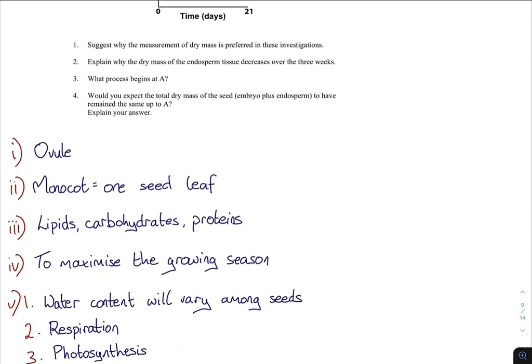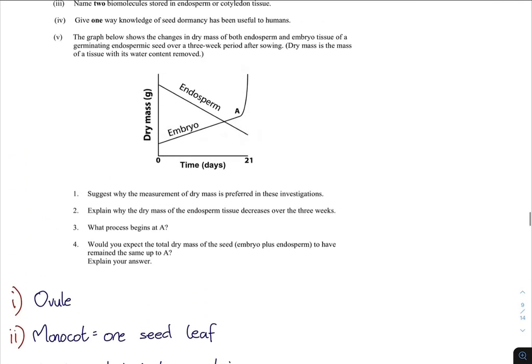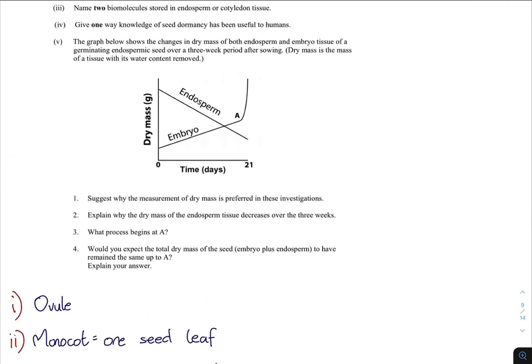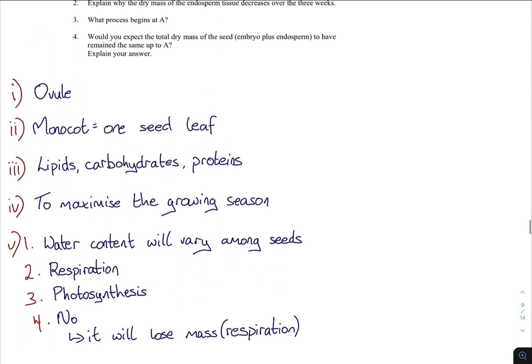And then, part 4. Would you expect the total dry mass of the seed to have remained the same up to A? And explain your answer. So would you expect the embryo plus endosperm dry mass to remain the same up to A? Well, I said no, because it will lose mass in terms of respiration. That was probably the best way of putting it, to be honest. I can't really think of anything else to say for that.